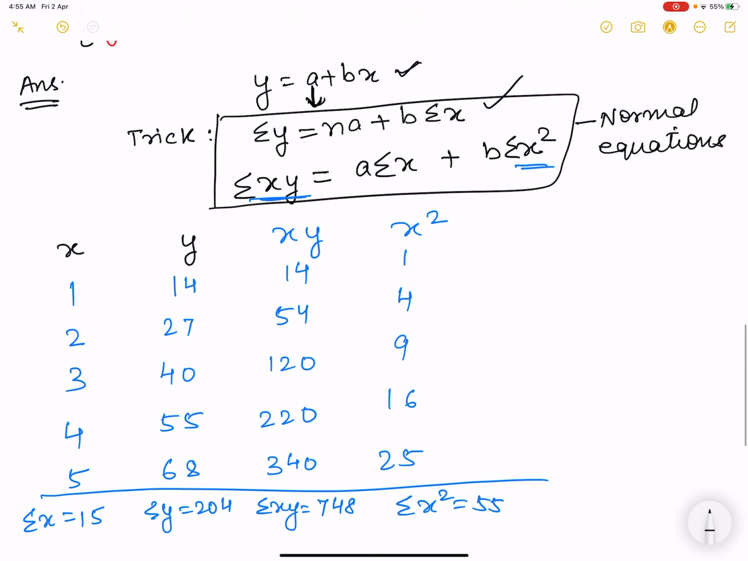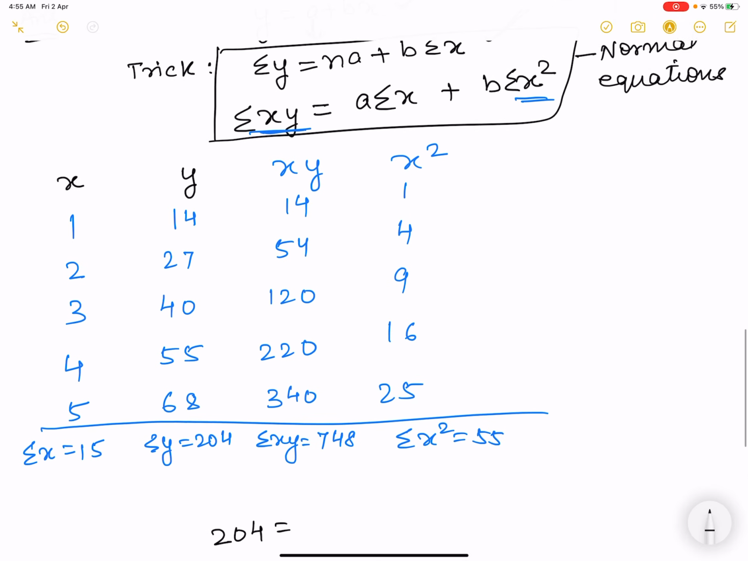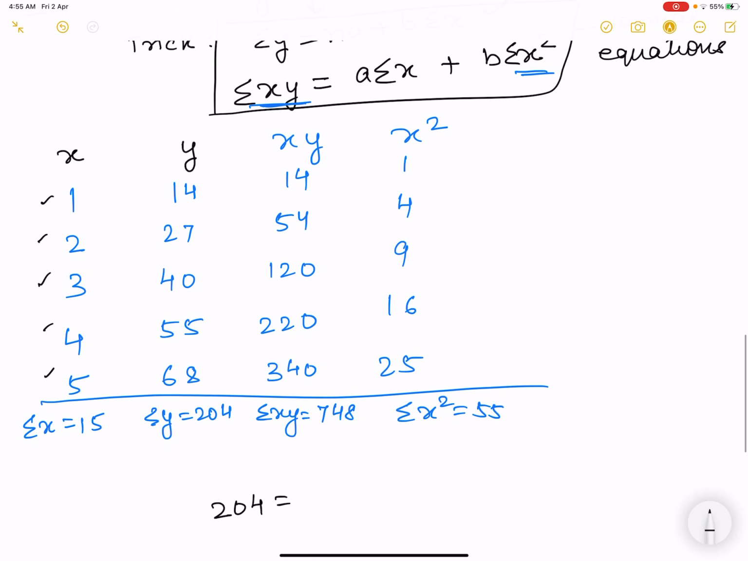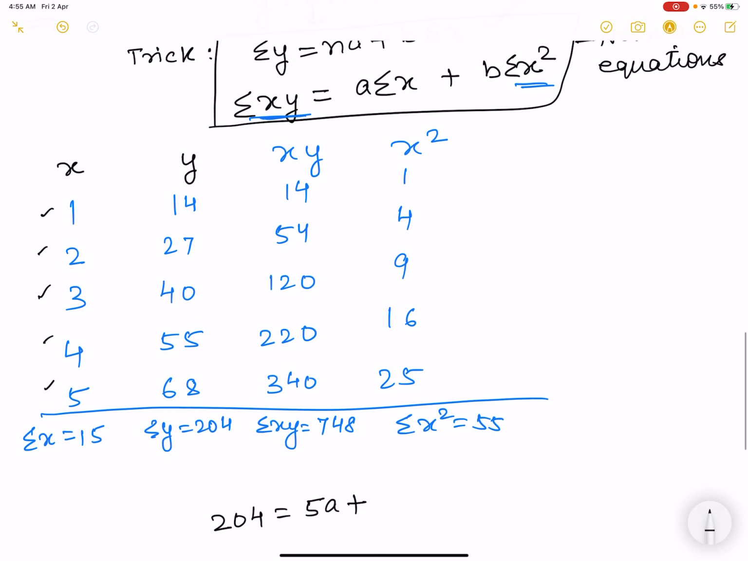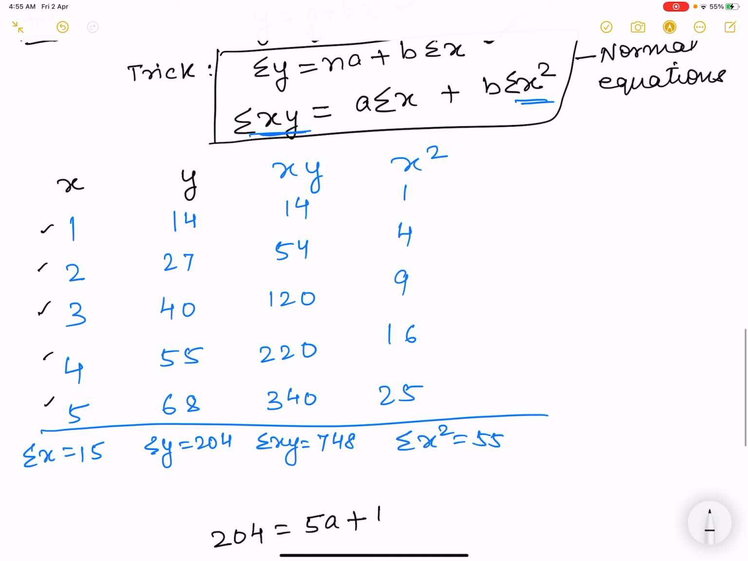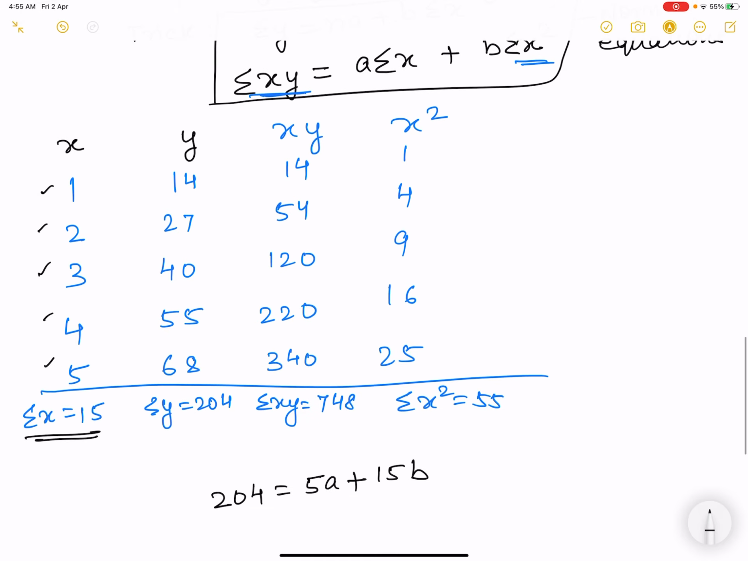Let us consider the very first equation, that is sigma y. I am putting the value of sigma y, 204, and then I need NA. What is the value of N? 1, 2, 3, 4 and 5. So N is 5. 5A plus B sigma x, 15B, because sigma x is 15. Now we'll write sigma xy, that is 748 is equal to A sigma x, and sigma x is 15A plus sigma x square, value is 55B.